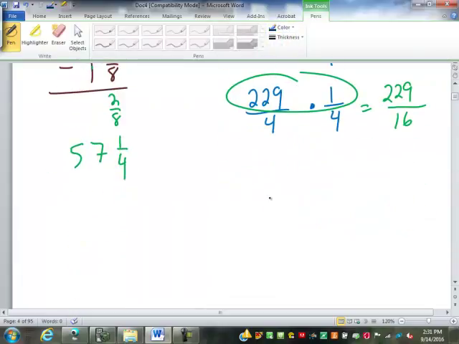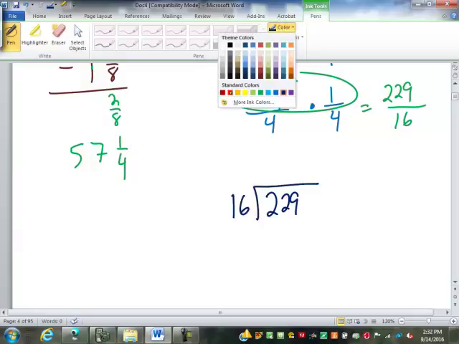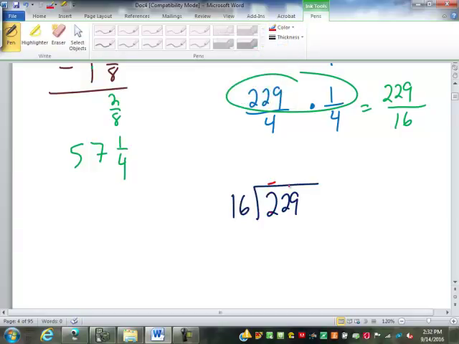Then we've got to divide out. 229 divided by 16. 16 does not go into 2. Goes into 22 once. There's 6 left over. Bring down the 9. 16 goes into 69 4 times. That's 64 with 5 left over. So 14 and 5/16. Each piece will be 14 and 5/16 inches long. Any questions there? Okay.